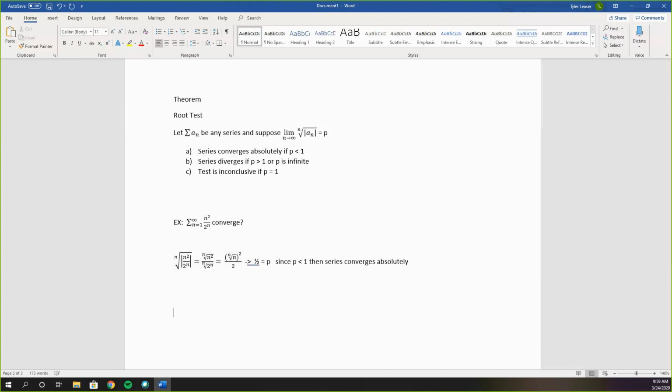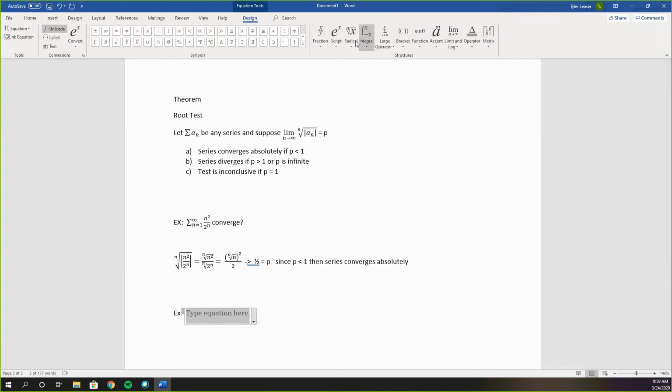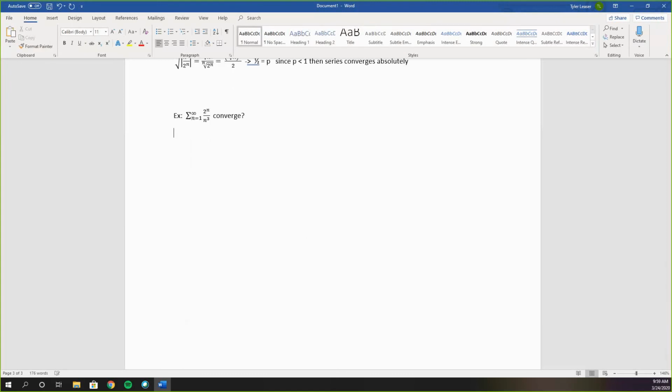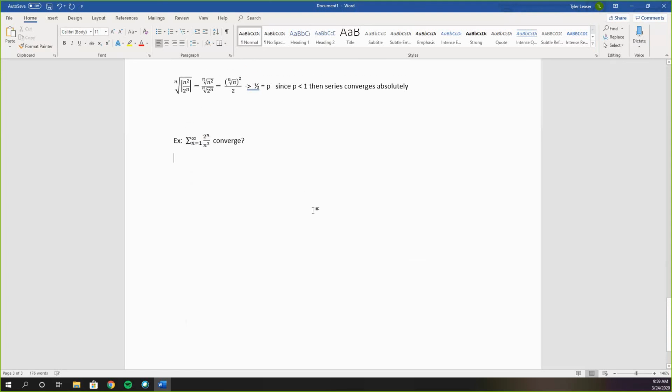And I got one more example. It's pretty similar, but just to get a little bit more practice, we're taking the sum as n goes from 1 to infinity of 2 to the n divided by n cubed. And I wanted to know, does this converge? Again, because we have that n as an exponent here, the root test may actually be a little bit easier, so we're going to do the root test here.